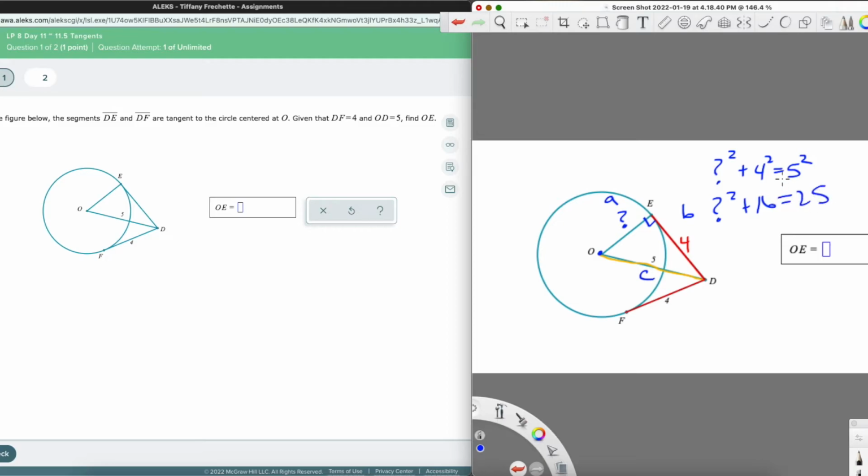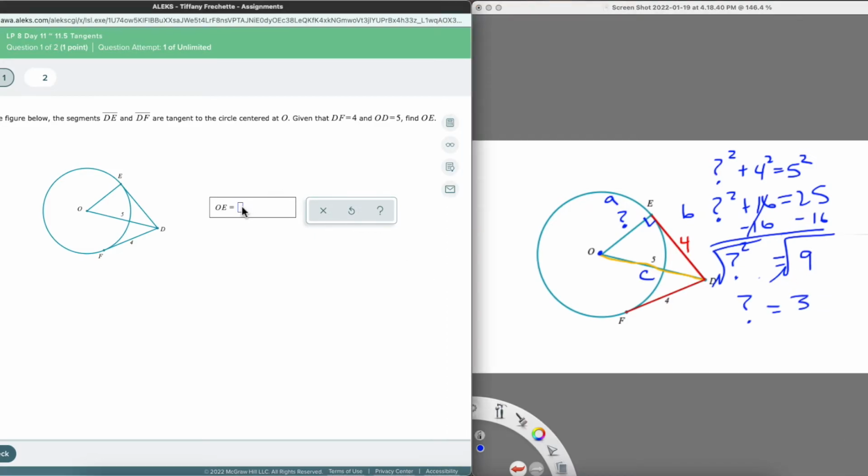So I just squared these. We're going to subtract 16 from both sides. Okay, so we have question mark squared dropping down. 16 minus 16 cancels. And 25 minus 16, well, that's going to get us 9. So the square root of both of these, well, that would be just question mark, right? Question mark times question mark. And the only number that multiplies by itself to get 9 would be 3. So OE must be 3.